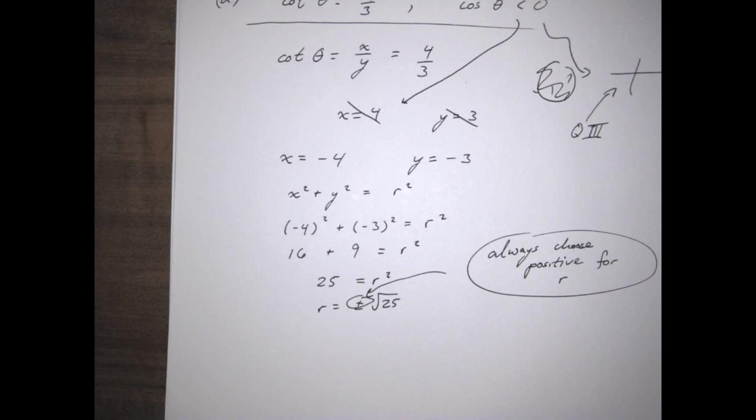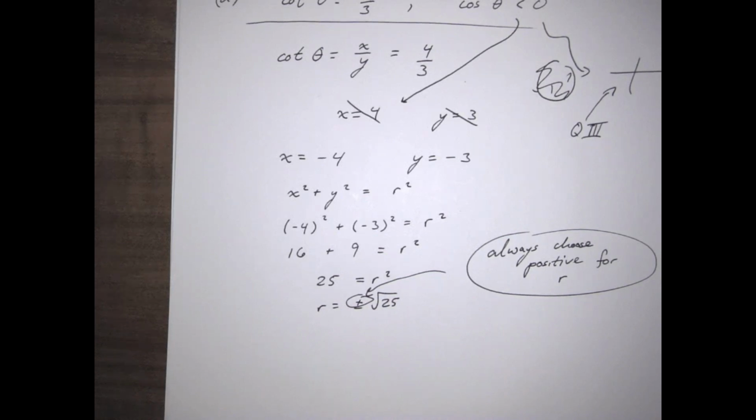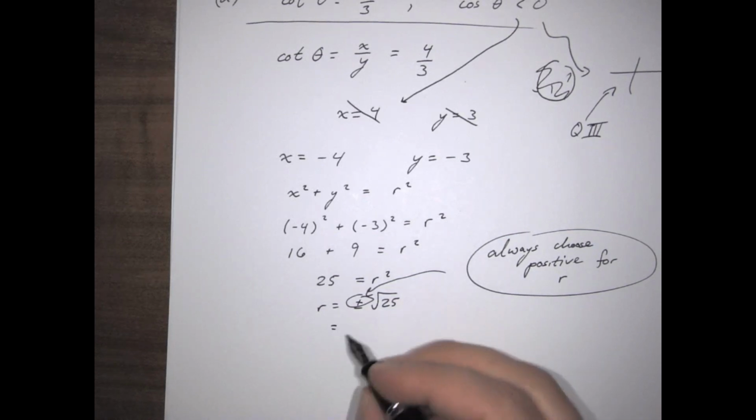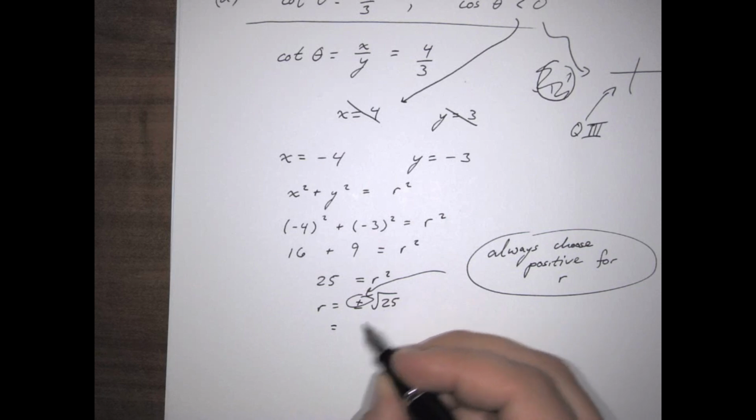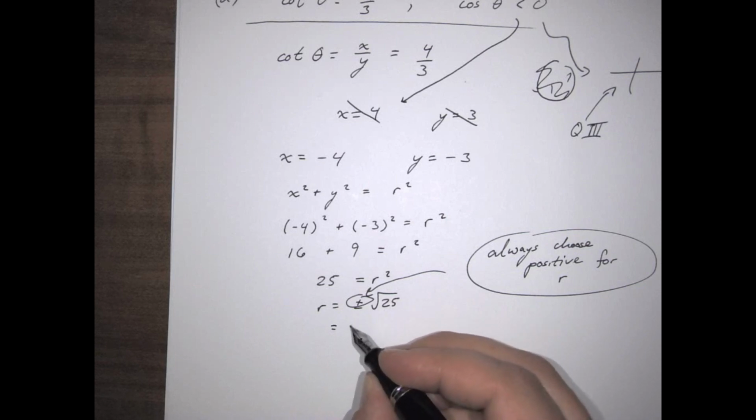No matter what quadrant you're in, the radius of the circle is always positive. So whenever you're solving for the r, always choose the positive one. So then that's equal to positive square root of 25, which is equal to just 5.